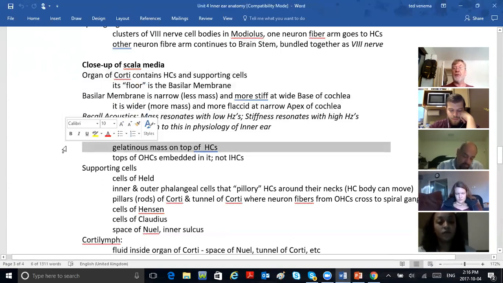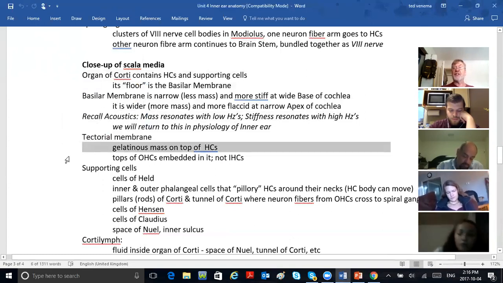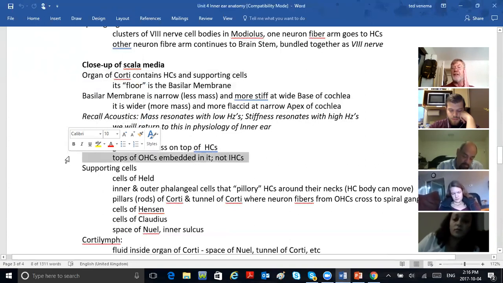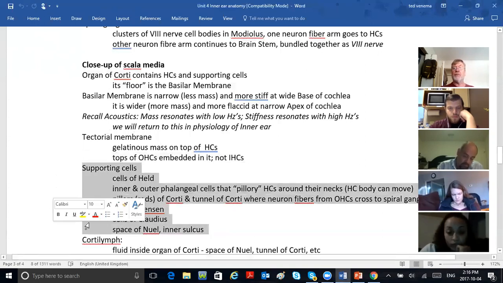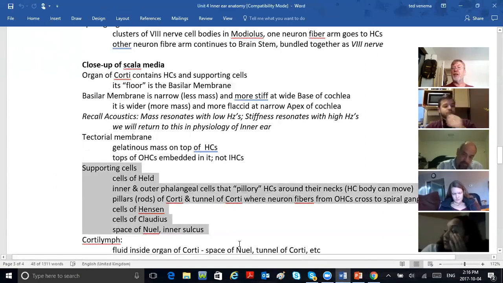Tectorial membrane: a gelatinous mass on top of the hair cells. The tops of the outer hair cells are embedded in it. The tops of the inner hair cells are not. Then you have all these supporting cells. You don't need to know the names of them. Couldn't care less. Just call them supporting cells.